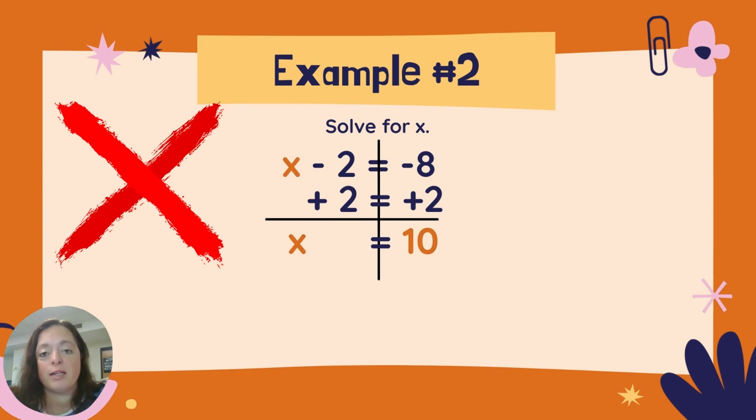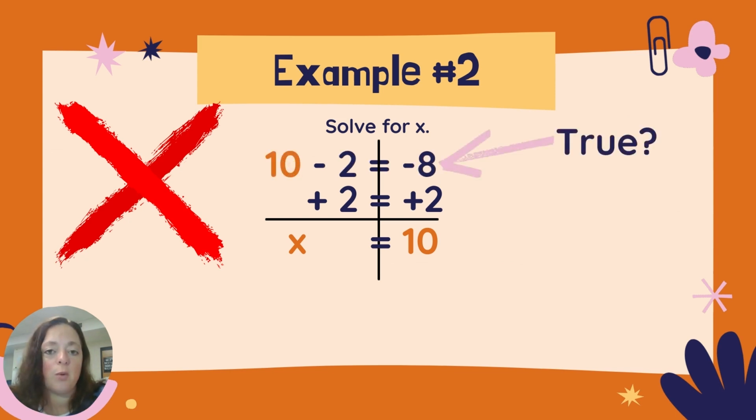Remember, we can swap out the things that are equal to each other. So if x equals 10, we can replace the x in the equation with a 10. Now our equation says 10 minus 2 equals negative 8. Is that true? No, it's not. 10 minus 2 is 8, not negative 8.